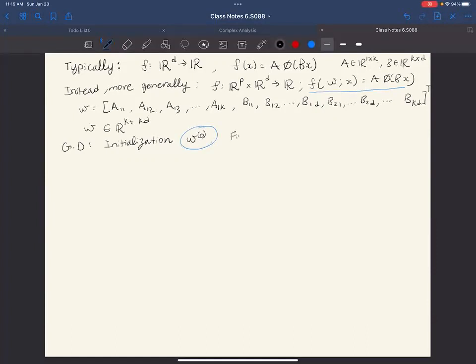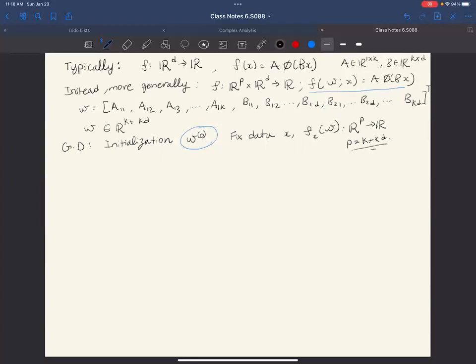So what am I going to do? Now fix any data point x. So I'm going to write my neural network in this form, where x is now a subscript, and w are really the parameters that are changing. So it's a map on these parameters. And I'm going to typically write this as R^P to R, but of course here we know that P equals K plus KD in this example.